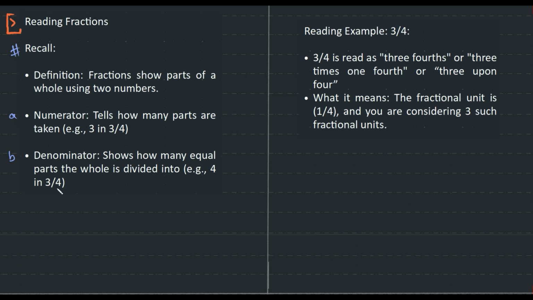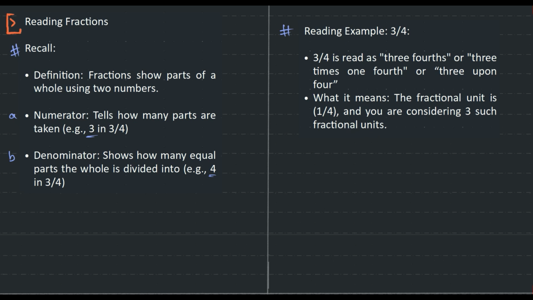In this example of 3 by 4, here 4 is your denominator. In 3 by 4, 3 is your numerator. Now, how do you read it? How all can you read it? 3 by 4 is read as 3/4 or 3 times 1/4 or 3 upon 4. What it means is the fraction unit is 1 by 4 and you are considering 3 such fractional units.